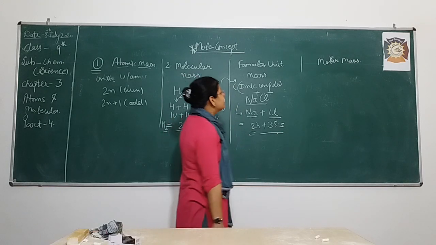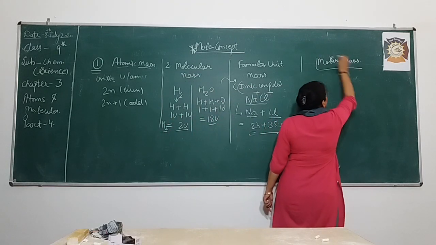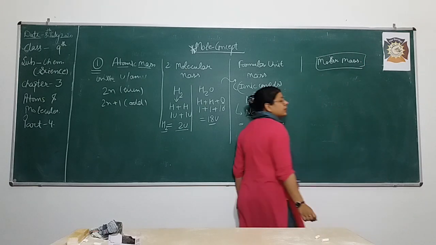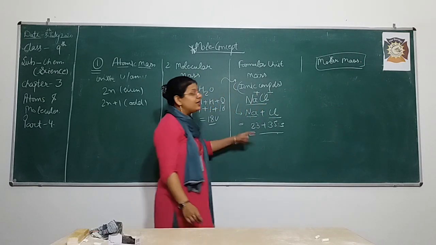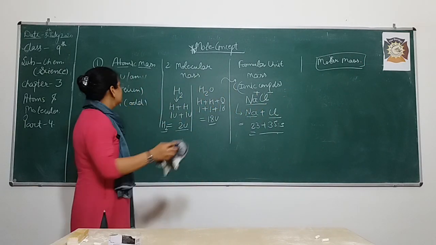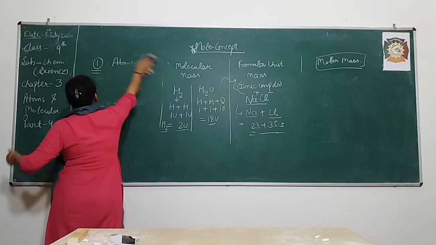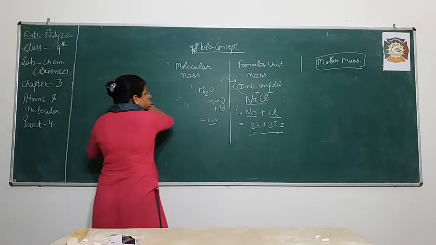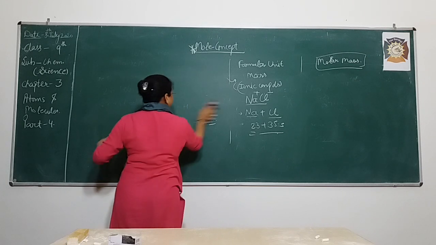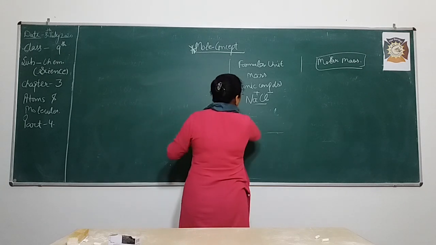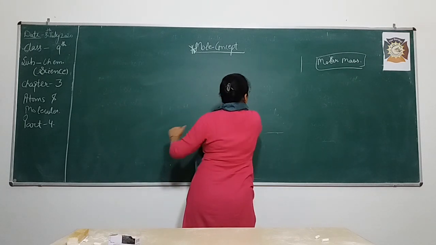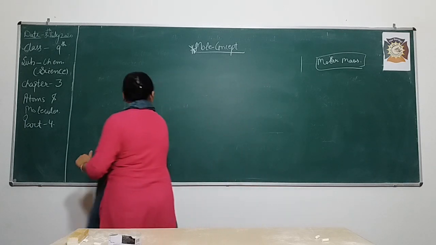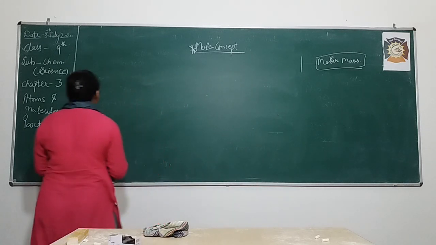Okay. Now the next is molar mass. This is a very important type. But we will discuss it when I discuss the next topic, that is your mole concept. So now it is clear to you all what is atomic weight, what is molecular weight, and what is formula unit mass. So the next is regarding the mole concept.